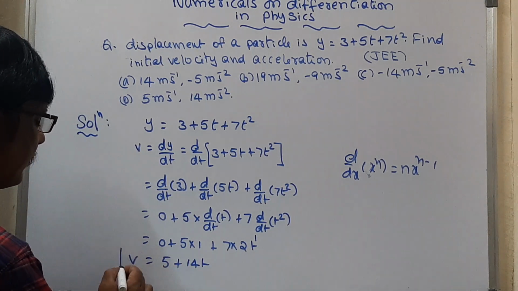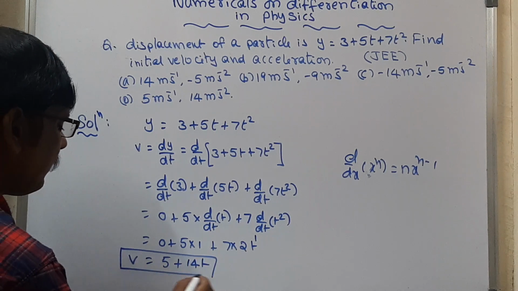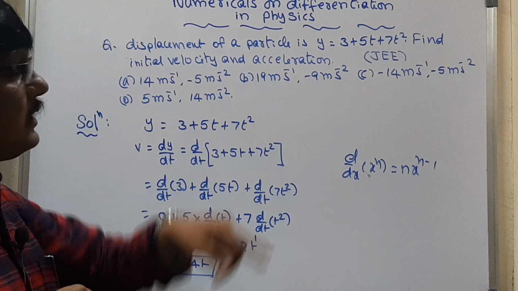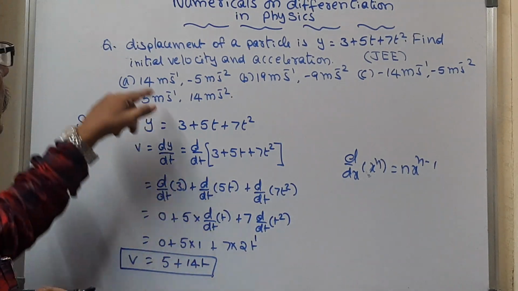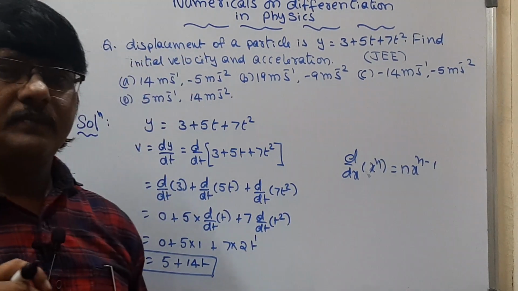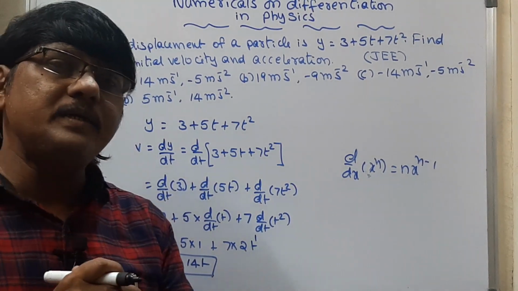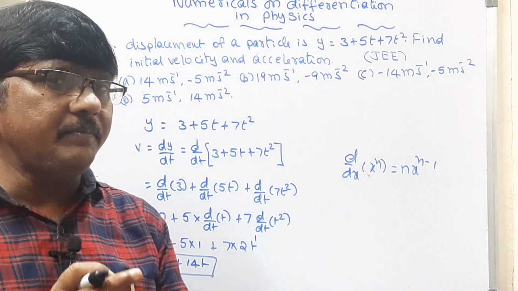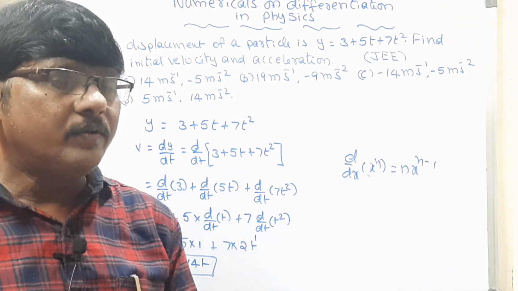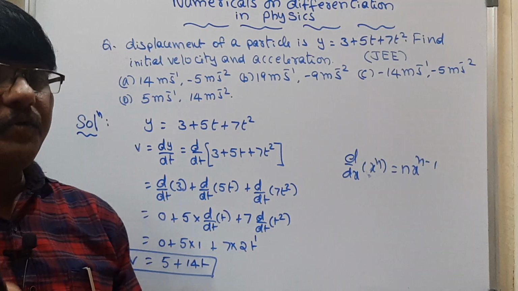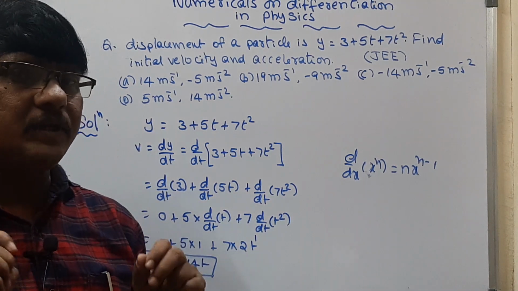This is the velocity that we have found. But the answer is not there, all the values are given. So what is asked to find out? Initial velocity. Initial velocity means starting velocity, and at that time no time has elapsed, so time is 0. Did you get it? For initial velocity, time is equal to 0.